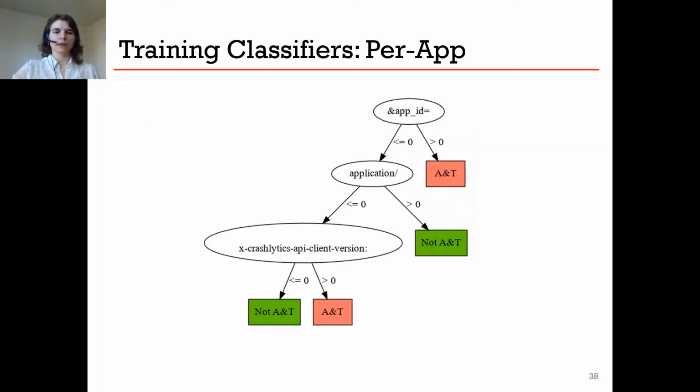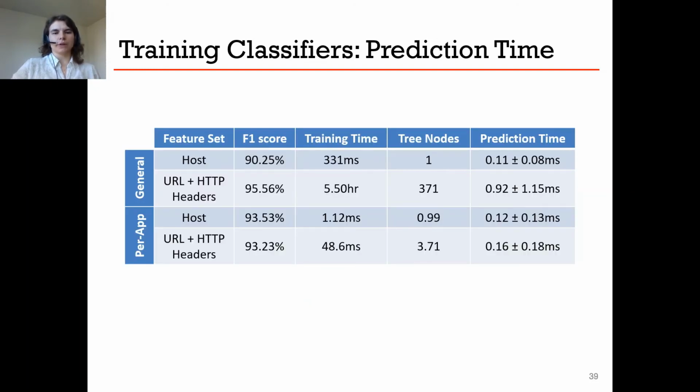We see that whenever there is an app ID parameter in the URL, we'll label the packet as advertising and tracking, or when there's Crashlytics, again, we label it as advertising and tracking. In terms of prediction time, both classifiers perform well in the orders of milliseconds, so both can be used on top of a VPN interception service and predict packets in real time. However, we recommend the per-app classifier since it's much more intuitive to look at and faster to train and retrain when apps update.